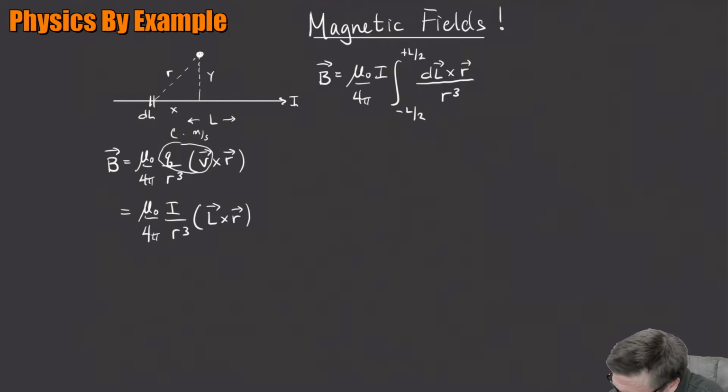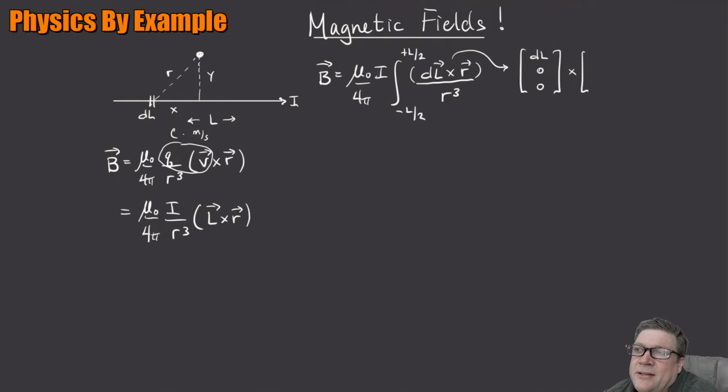All right, so dl cross r. What is the dl vector? Well, in the way that I've drawn it, it's only got a component in the x direction, right? The segment is oriented in the x direction. So the dl vector is just dl, 0, 0. Here we go. From that little point, what is the r vector? How do I get from that little dl up to the point I'm interested in? Well, I go x, and then I go y in the y direction. I don't do anything in the z. So there's my r vector.